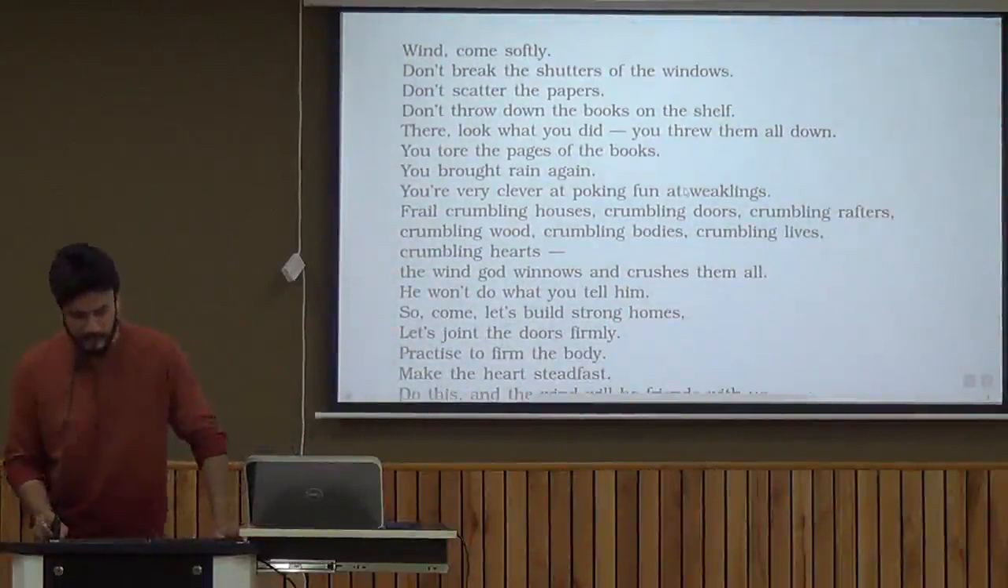Wind, come softly. Don't break the shutters of the windows. Don't scatter the papers. Don't throw down the books on the shelf. There, look what you did. You threw them all down. You tore the pages of the books. You brought rain again. You're very clever at poking fun at weaklings. Frail crumbling houses, crumbling doors, crumbling rafters, crumbling wood, crumbling bodies, crumbling lives, crumbling hearts. The wind god winnows and crushes them all.